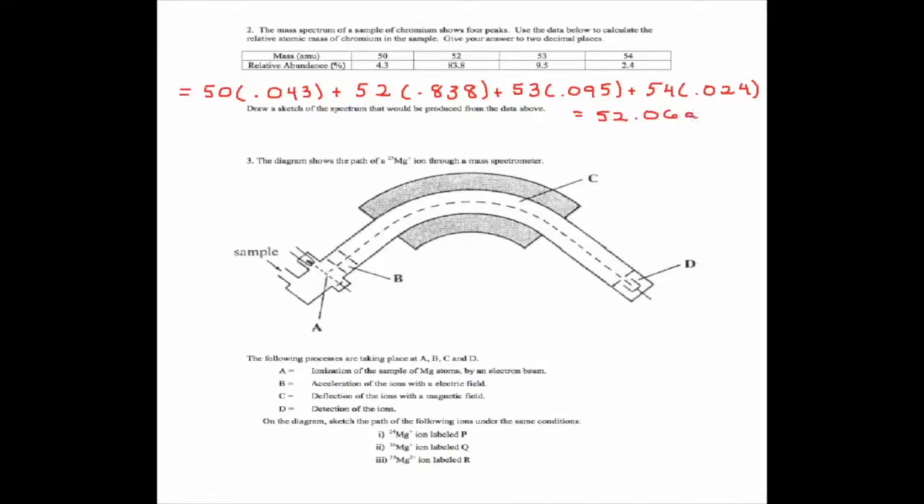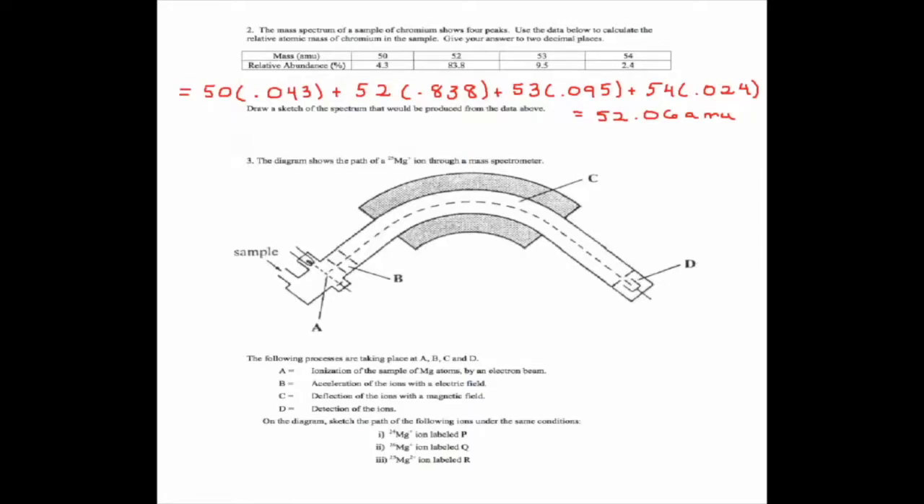52.06 AMU. Now this answer makes sense because the greatest abundance that I have for an isotope is the chromium-52, and so my answer should be as close to 52 as possible. And it is. It's 52.06. So that makes sense.